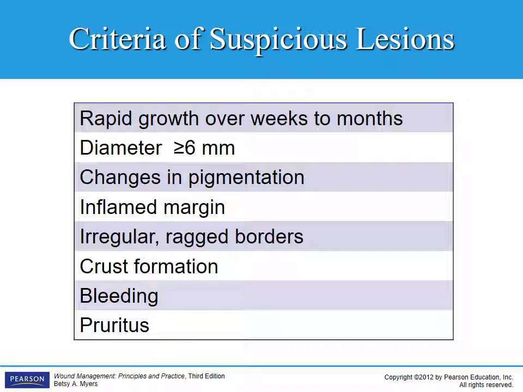So when do you become suspicious about a lesion? If there's rapid growth over weeks to months, the diameter, if it's larger than 6 millimeters, we had talked about that earlier, changes in pigmentation, inflamed margin, irregular ragged borders, crust formation, bleeding, and itching. Remember, the ABCDE will also help you to know that if a lesion is suspicious.